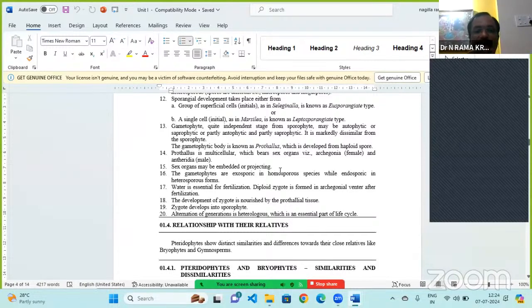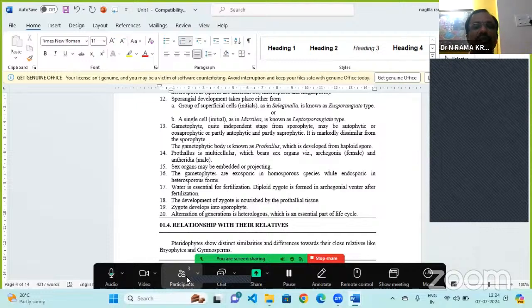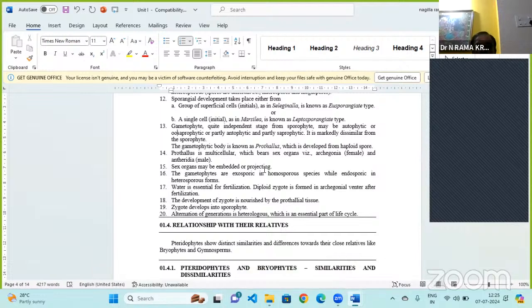Next, see how the antheridia develop. What is the structure of an antheridium? The sex organs may be embedded in the gametophyte, either wholly or partly. The embedded type is found in Lycopodium and Selaginella, and the other, the projecting type, is found in Equisetum.